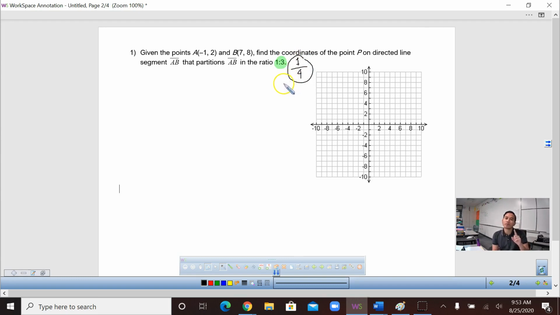Now, how are we going to solve this problem? First, you have to graph. Does partitioning a line segment require a graph all the time? To answer that question, it's no. I'm only showing you how to graph because I want you to visualize how it looks to partition a line segment. So first, I'm going to graph my point A, which is (-1, 2).